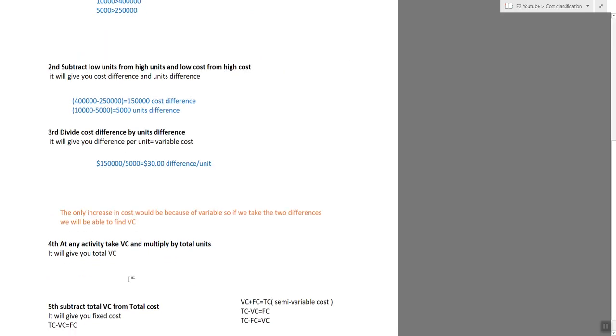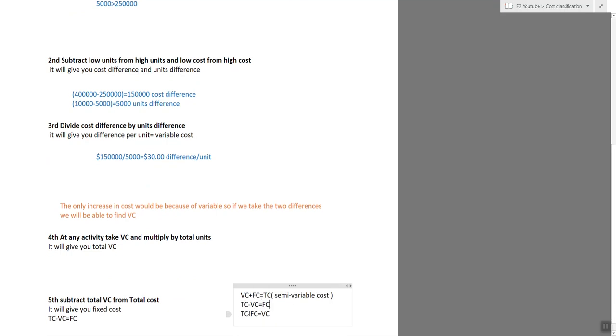But now we have to find fixed cost. Remember, semi-variable cost is made of two costs. We have variable cost plus fixed cost becomes total cost. Now if I take total cost and minus variable cost, it will give me fixed cost. If I take total cost and minus fixed cost, it will give me variable cost. Because the high-low method first gives me variable cost, I can take the variable cost and minus it from the total cost, and it will give me fixed cost.